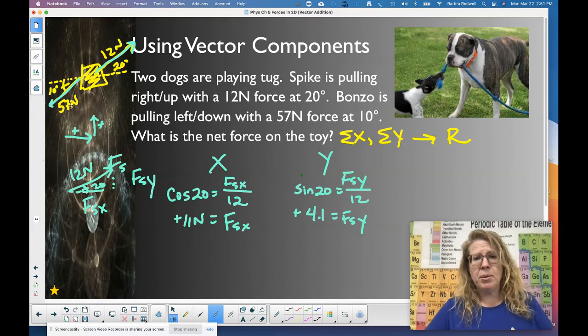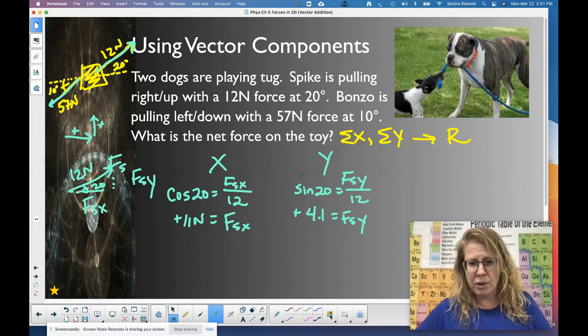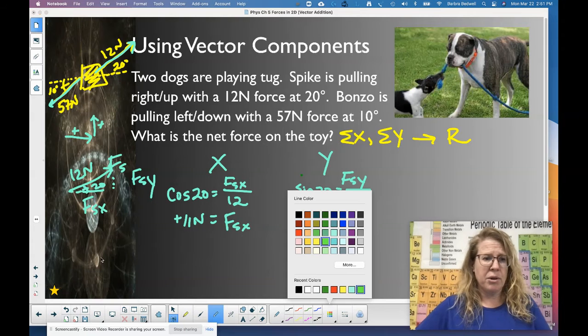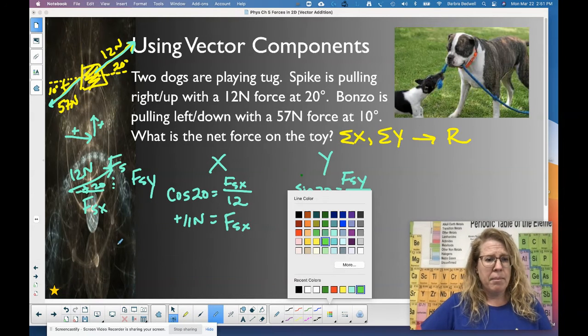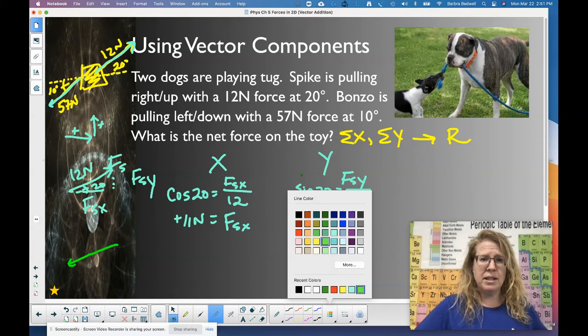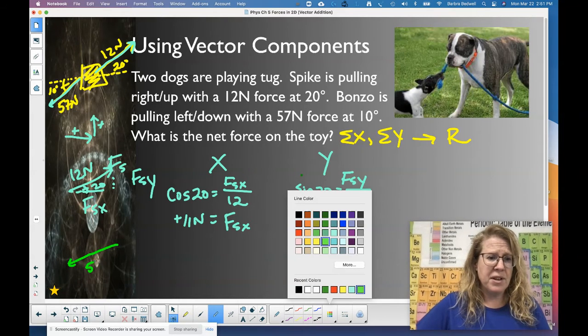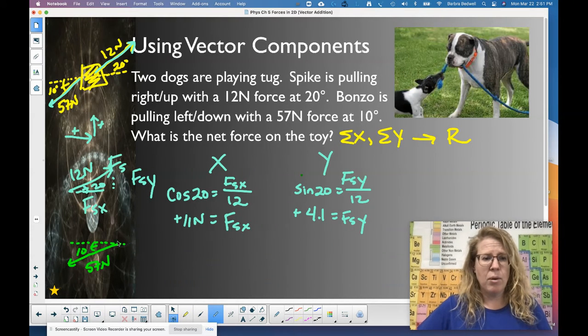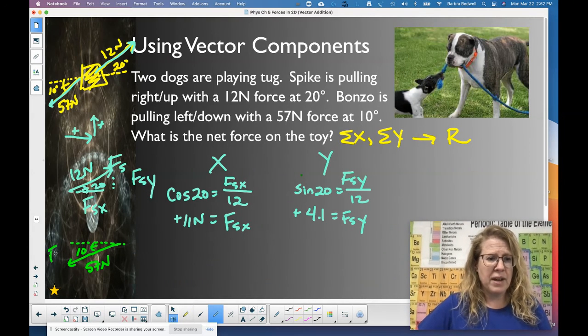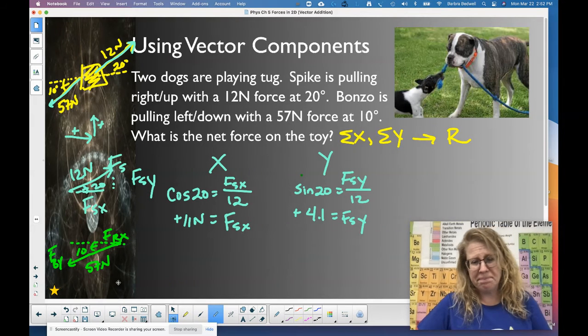Now let's take a look at what's happening with Bonzo. So I'm going to switch colors over here to green. Bonzo's going the other way. Bonzo's going this direction. That's the direction that Bonzo's pulling, down and to the left. This is 57 newtons of force, and we know that its angle here is about 10 degrees. So again, we're going to figure out what our x and y components are. So we've got F Bonzo y component, and we've got the F Bonzo x component.